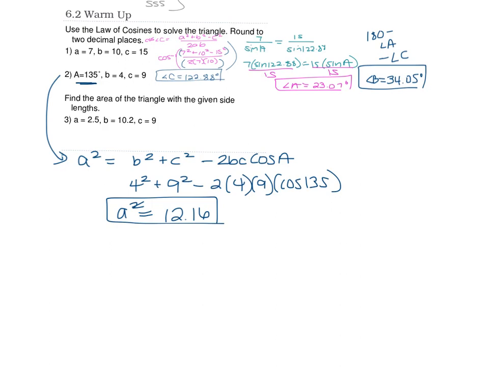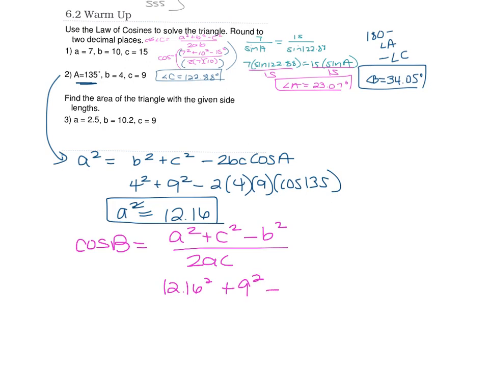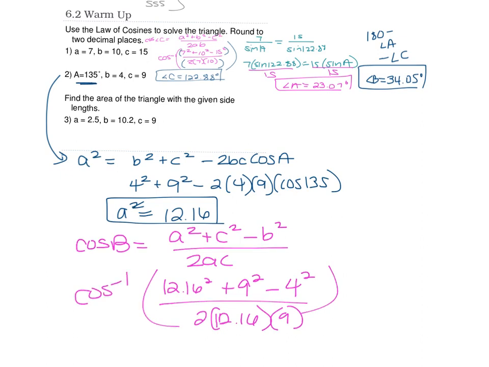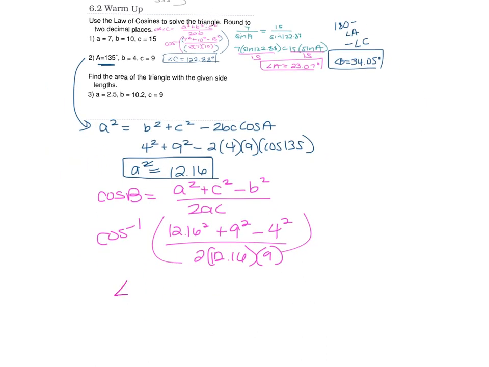So if I want to find, let's say, angle B, I would do cosine of B equals A squared plus C squared minus B squared over 2AC. And I get 12.16 squared plus C squared, which is 9 squared, minus B squared, which is 4 squared, over 2 times A, 12.16, times C. And again, cosine inverse, that whole thing. Carefully make sure you add in the parentheses. And I get angle B is 13.46 degrees.